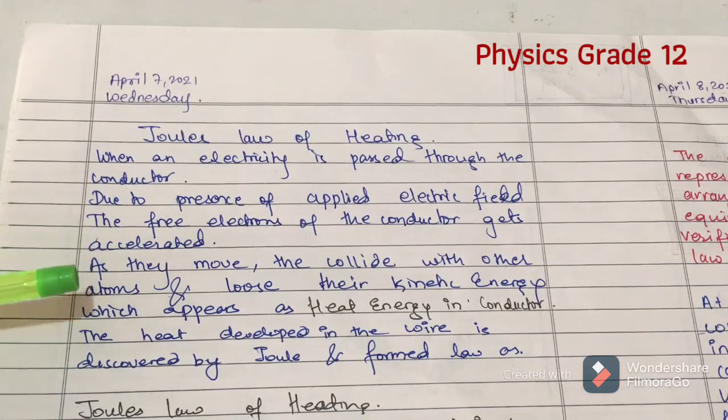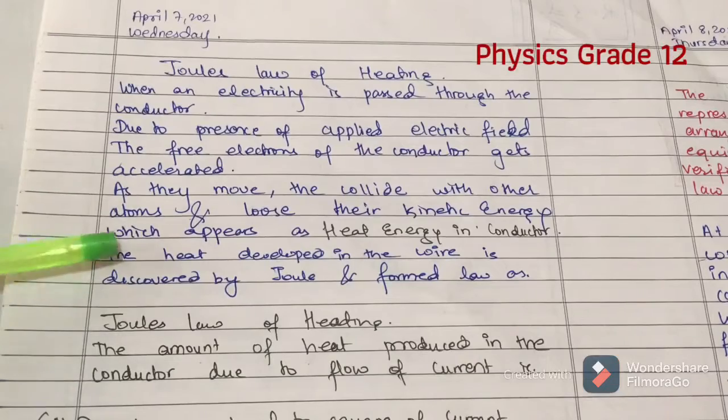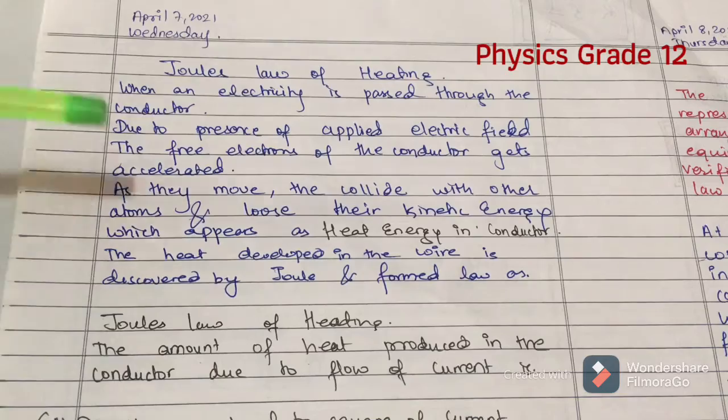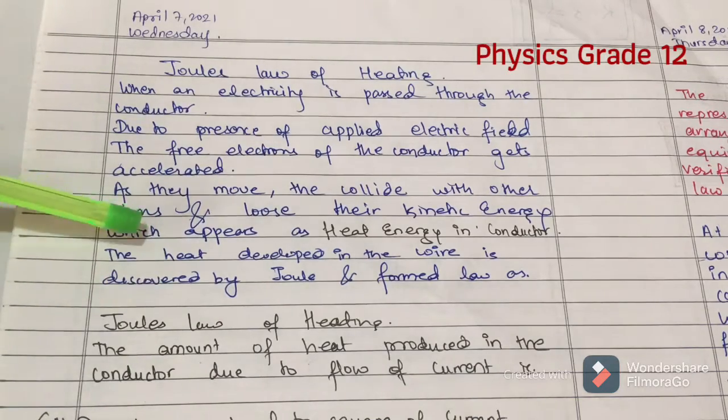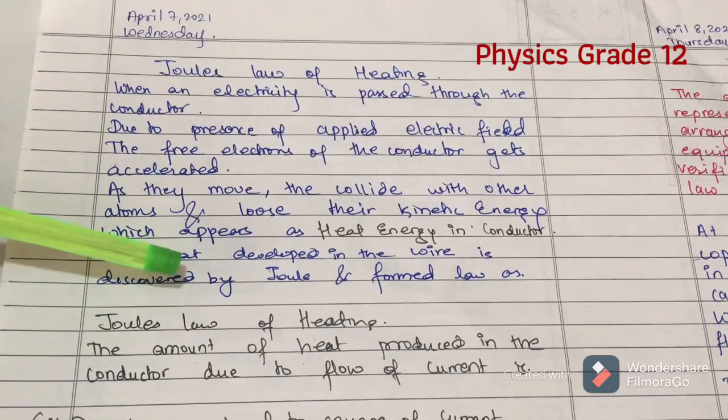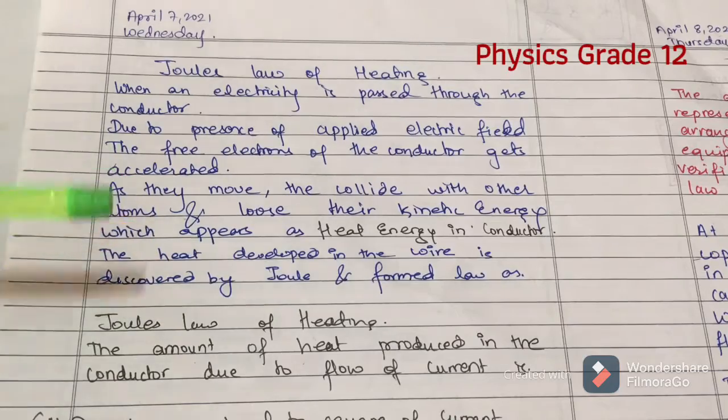As they move, they start to collide with the atoms and lose their kinetic energy, which appears as heat energy in the conductor. जसले गर्दाखेरि हाम्रो कन्डक्टर चाहिँ तात्छ. So the heat developed in the wire was discovered by Joule, and hence the law was formed.